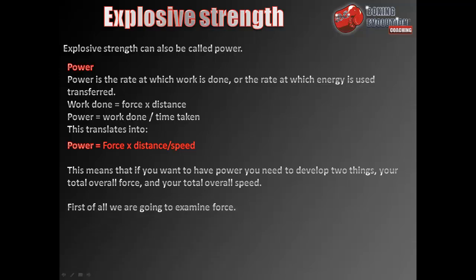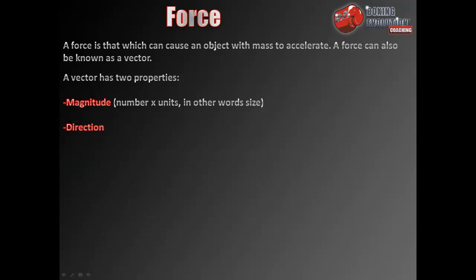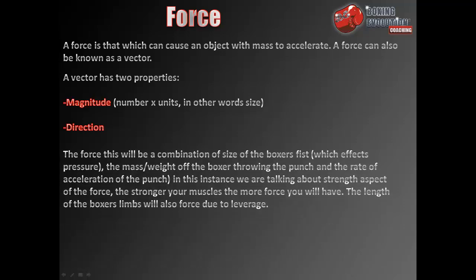First of all, we're going to examine force. A force is that which can cause an object with mass to accelerate. A force can also be known as a vector. A vector has two properties: a magnitude, in other words size, and a direction. The force will be a combination of the size of the boxer's fist, which affects pressure, the mass, or weight, of the boxer throwing the punch, and the rate of acceleration of the punch. In this instance, we're talking about the strength aspect of the force. The stronger your muscles, the more force you'll have. The length of the boxer's limbs will also affect the force due to leverage.